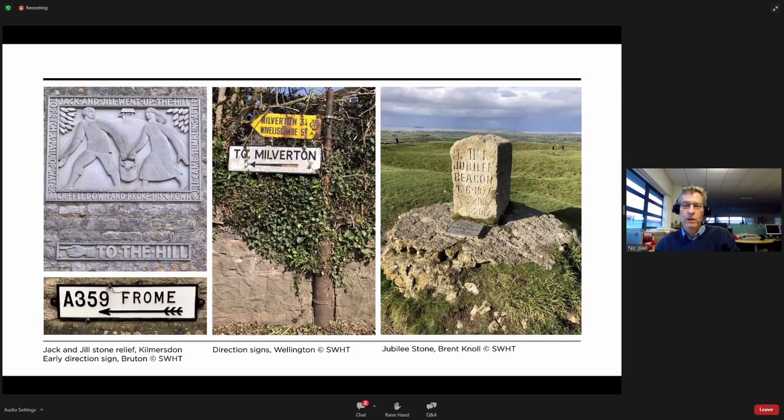The fourth image is the Jubilee Stone on the top of Brent Knoll. The hilltop is a scheduled Iron Age hill fort, but this stone is specifically excluded from the scheduling, so it's eligible. It's always worth checking the relevant HER.